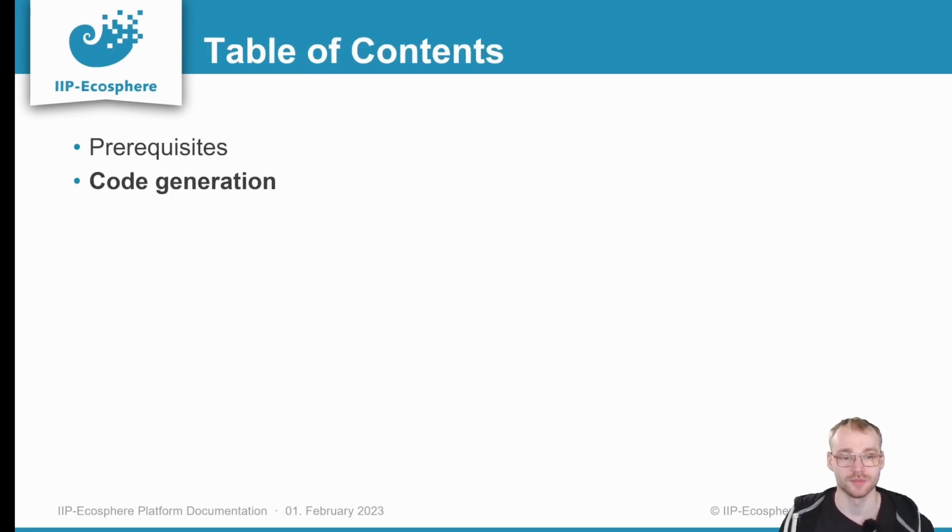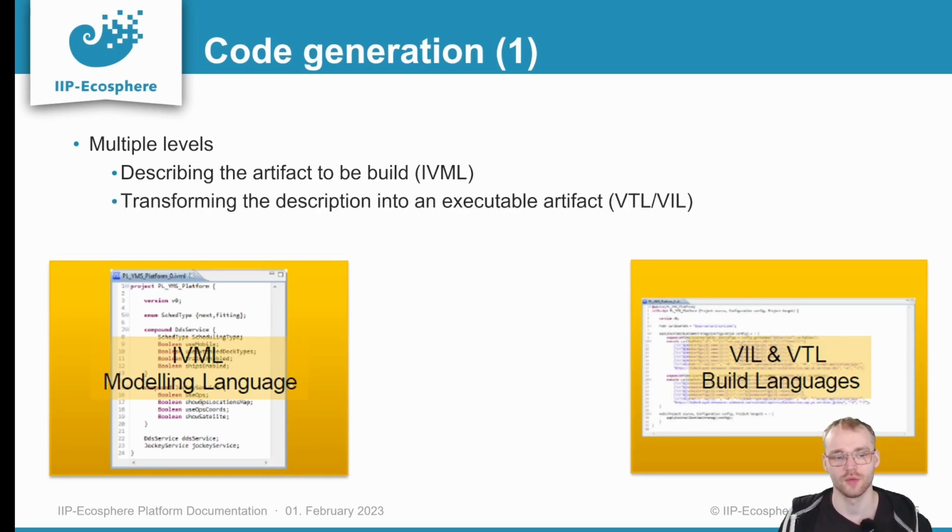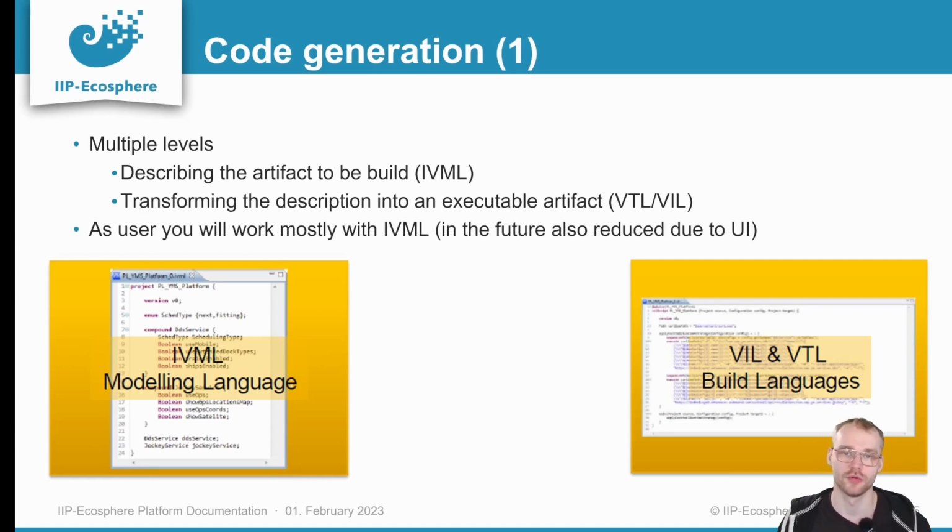We start with code generation. Here we have multiple levels. We have IVML, which is describing the artifacts we want to build. And we have VTL and VIL, which describe the whole process of how to turn the description of IVML into actionable artifacts. A user will mostly work with IVML, as describing his service is the goal here, and the translation of this into finished artifacts like templates or finished code parts that can be used is prepared and already done.